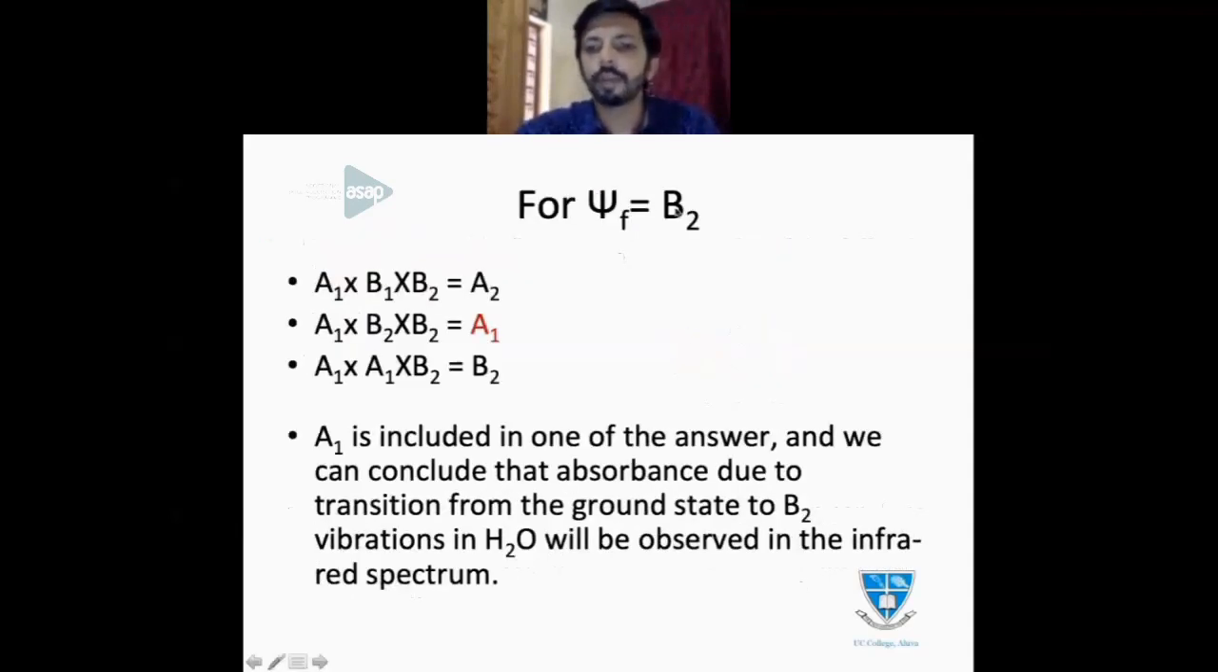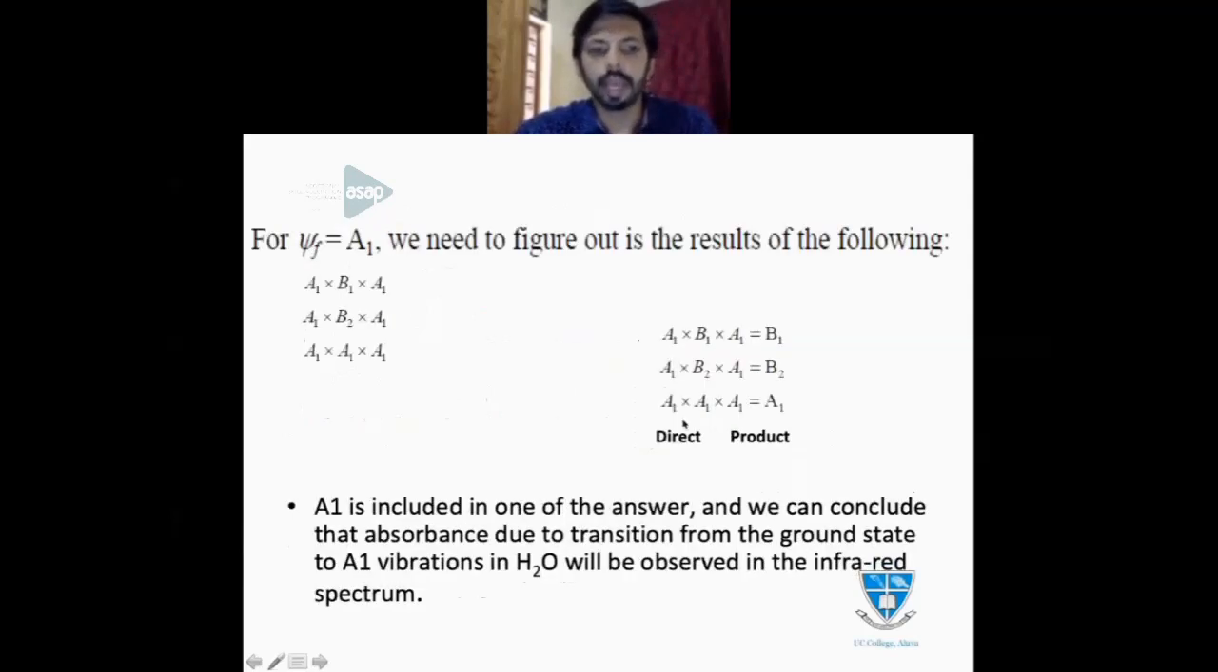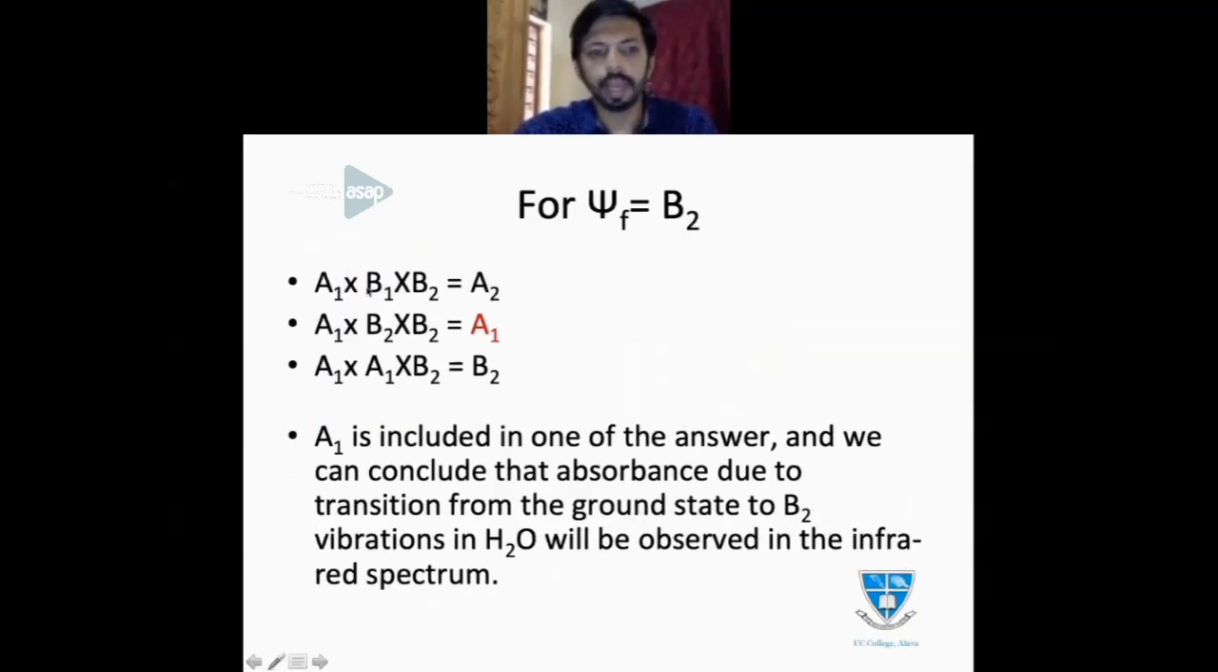For psi f equal to b2, the second vibrational mode is b2. Here we can see a1, b1 and psi f is b2. Again a1, b2 and psi f is b2. Then a1 and again psi f is b2. So here we have psi f with a1, b1, b2; a1, b2, b2; and a1, b2.